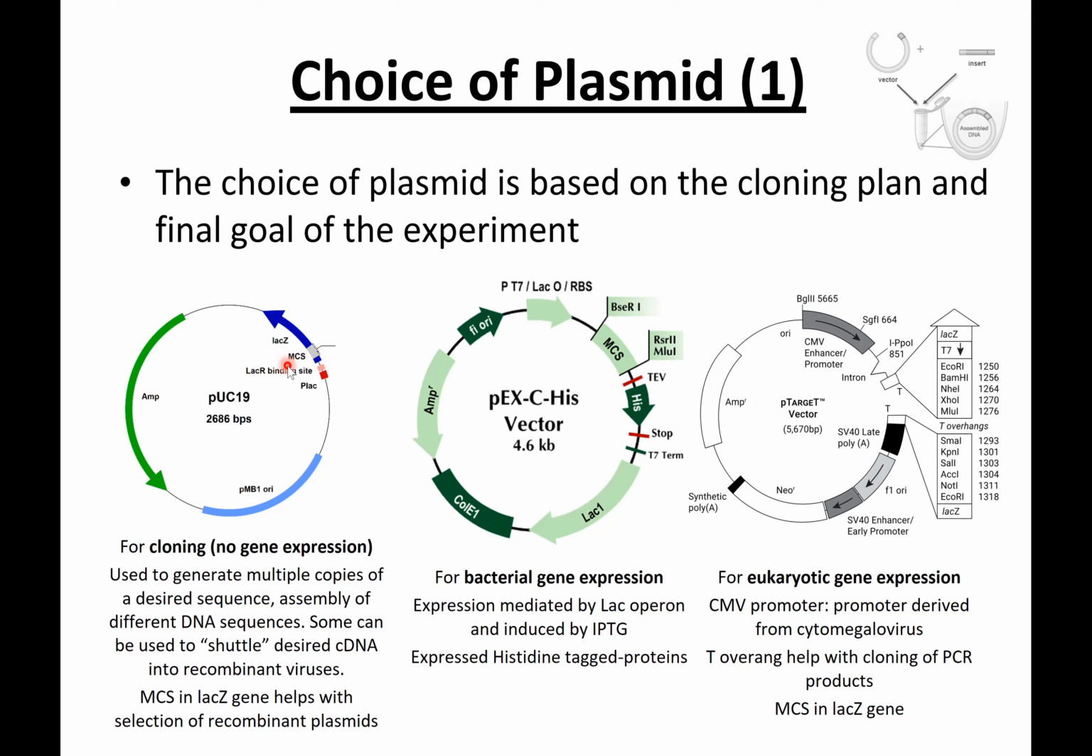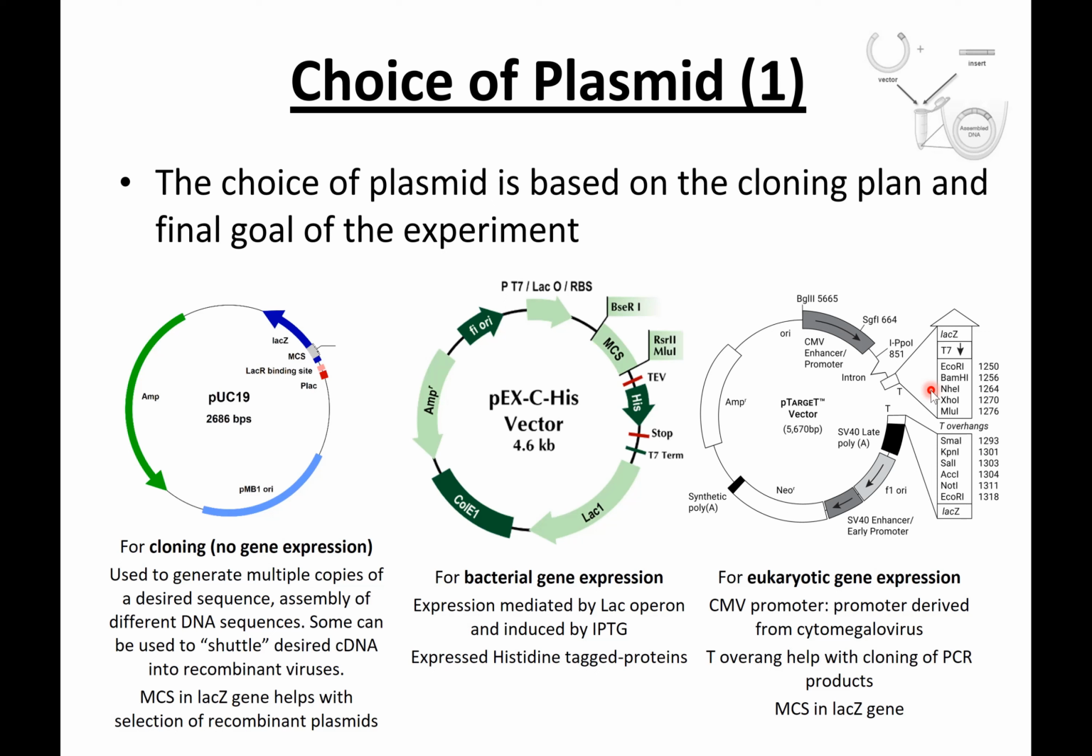Finally, all of them have been modified from the natural one in different ways, the most important being that they all contain what is called a multiple cloning site, sometimes called a polylinker. This is an artificial sequence of DNA that contains several restriction sites, sequences of DNA that can be cut by restriction enzymes. These have been introduced so that you can easily genetically modify these plasmids to contain whatever sequence you want to clone ultimately.